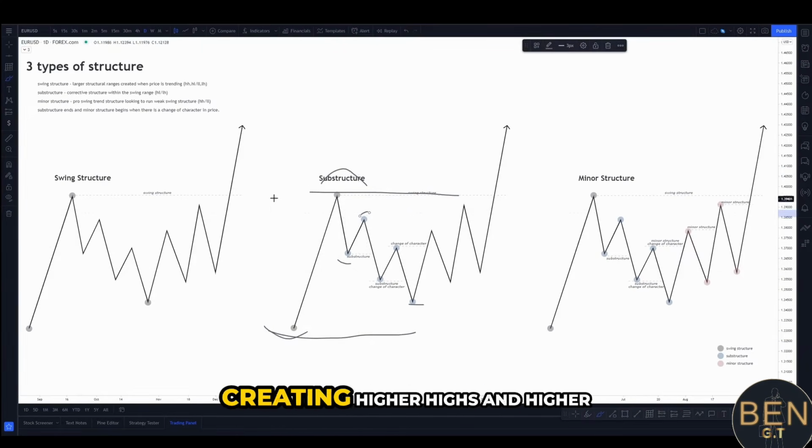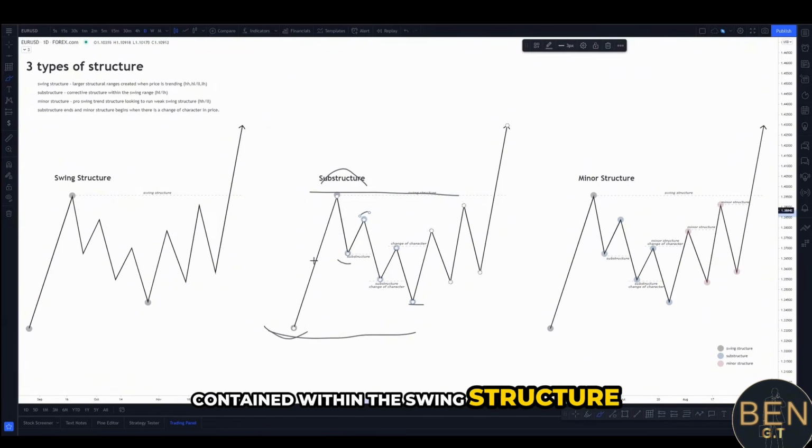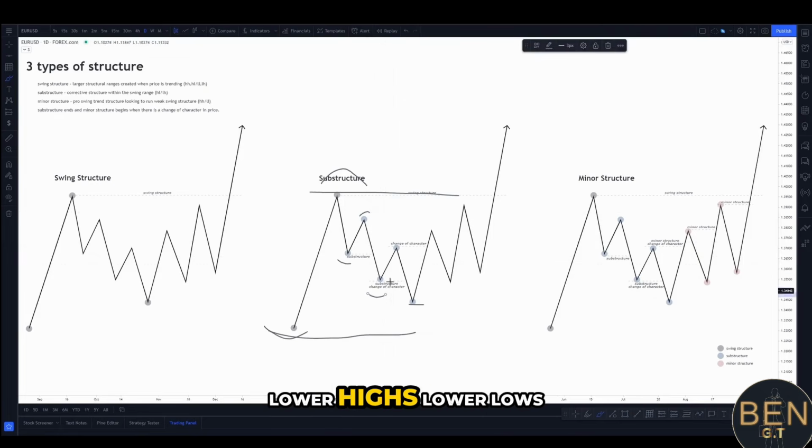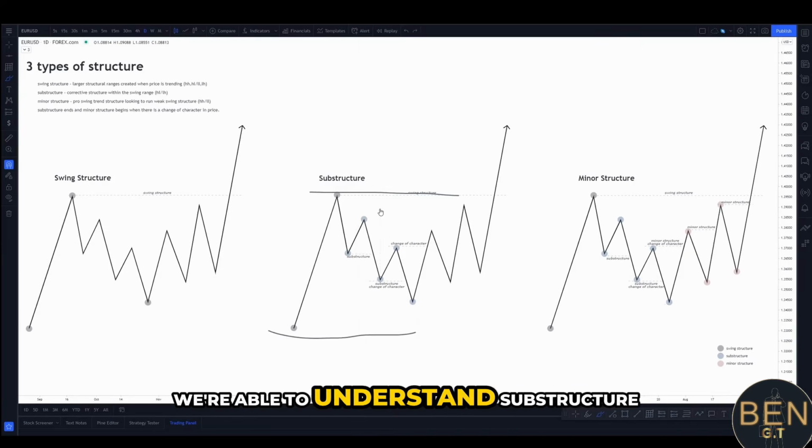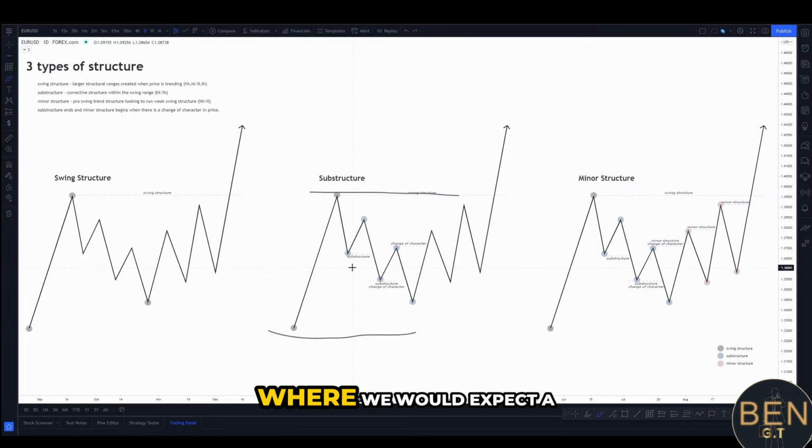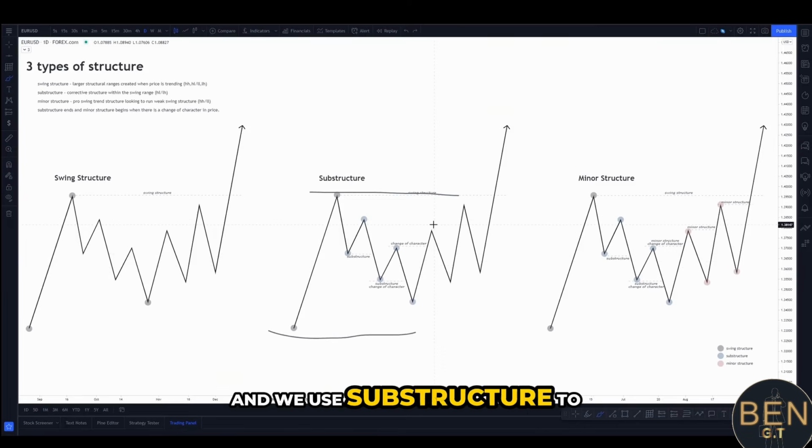So the swing structure is creating higher highs and higher lows, and the substructure contained within the swing structure of this low and this high is creating lower lows, lower highs, lower lows, lower highs, lower lows. And we're able to understand substructure and plan out where we would expect a reasonable pullback. We use substructure to understand that when price creates, say, a higher high, more than likely price is then going to retrace or correct in a counter trend fashion to put in a higher low.